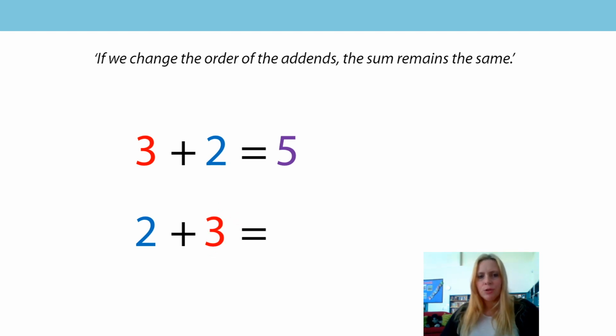There we are, there's the 3 moved from here to here in my equation. So what is the total going to be? Yeah, it's going to remain 5, because if we change the order of the addends, yep, we've done that, the sum remains the same. The 5 is our sum, so that's going to remain the same.